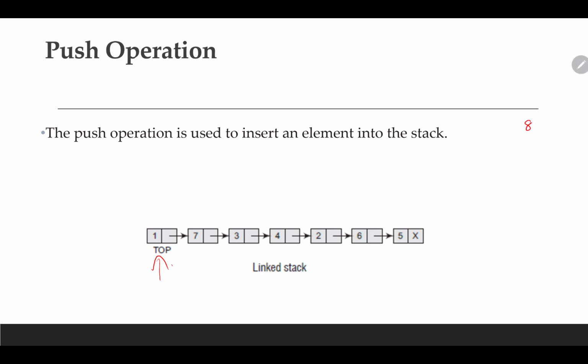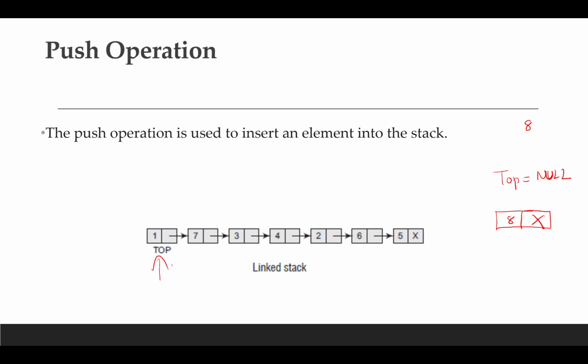To insert the element 8, first we have to check whether top is equal to null. If it is equal to null, the stack is empty and we are going to insert the first element. So this is the node with the data 8, and the address part will be null here. The next part will be null.